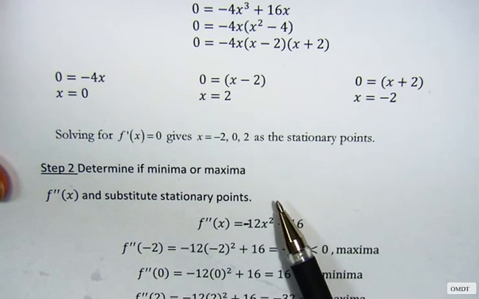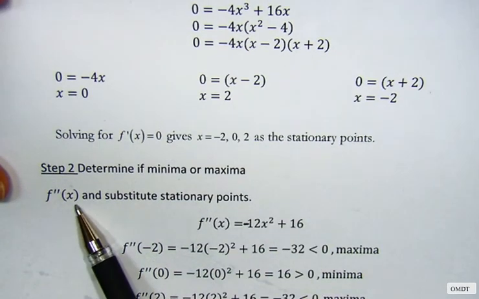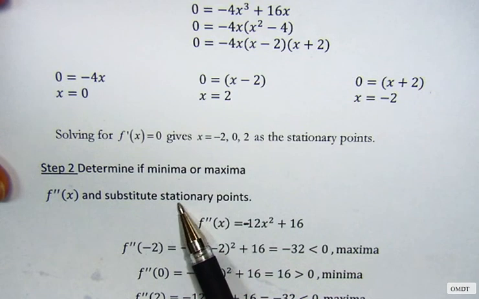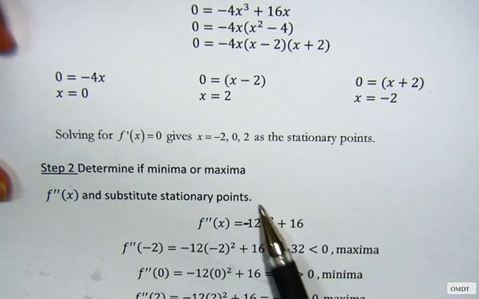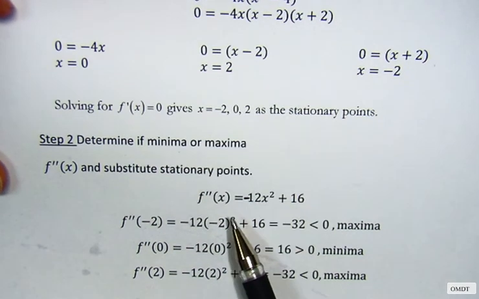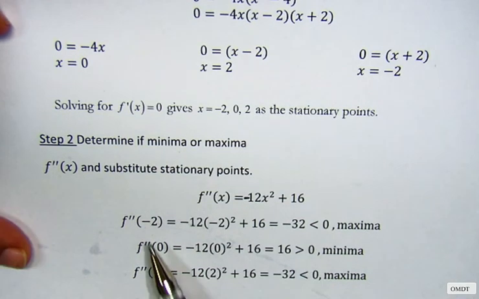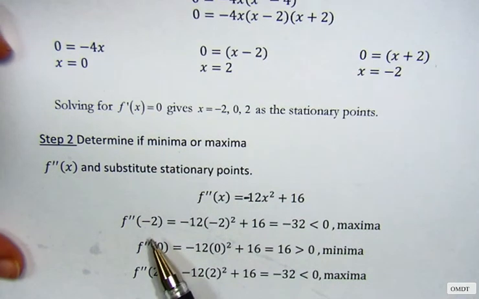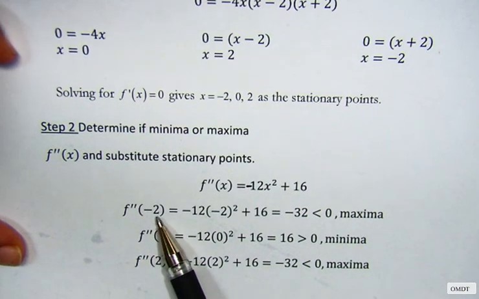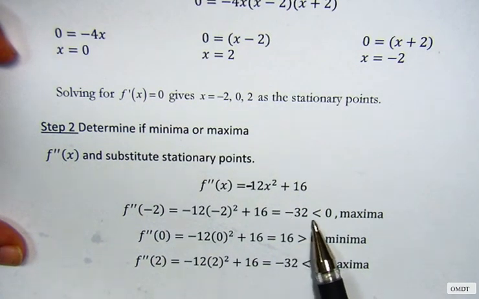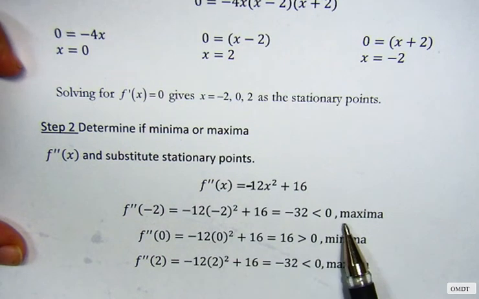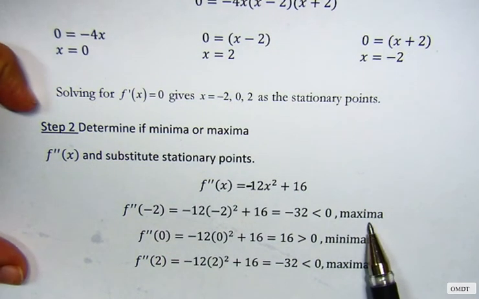So how can we do this? We differentiate twice, and we substitute these x values. If we differentiate twice, we get minus 12x squared plus 16. Now let's substitute the x values. First, we substitute minus 2, we get minus 32. Once you get a number less than 0, you know that at that point you have a maxima.